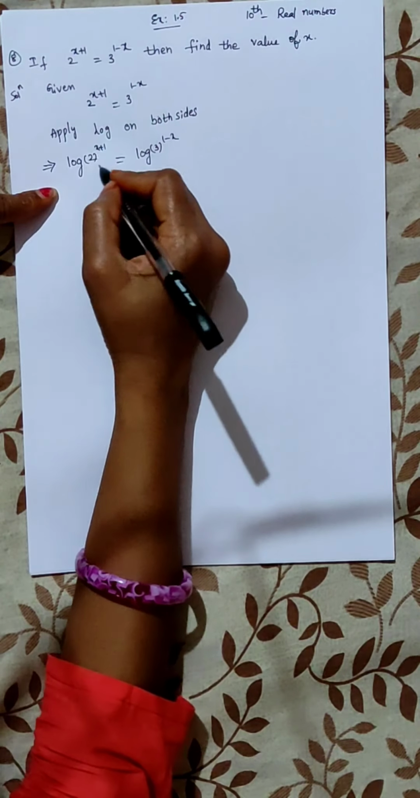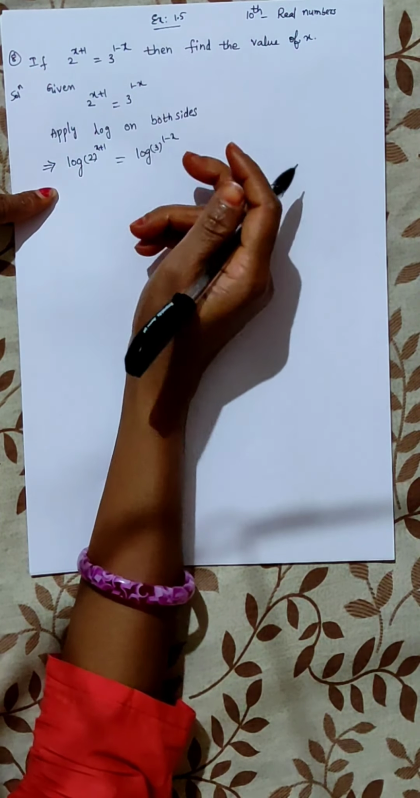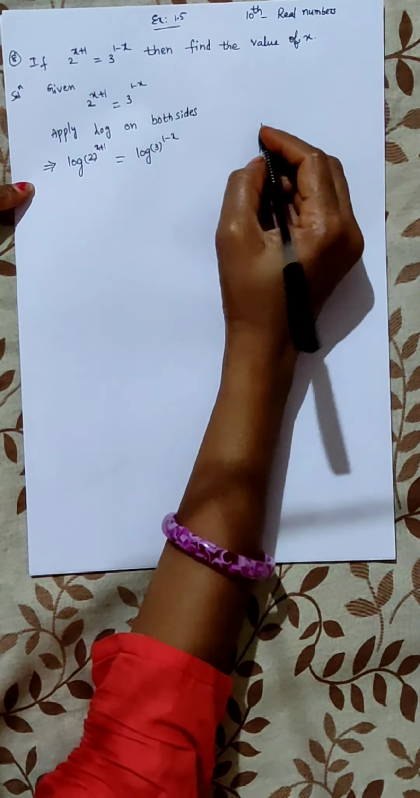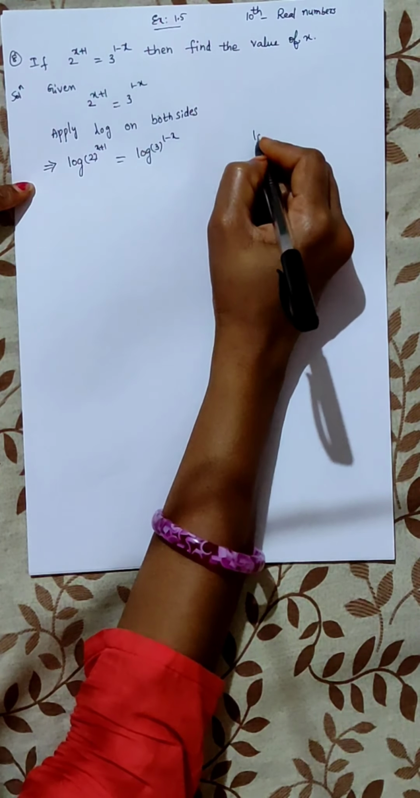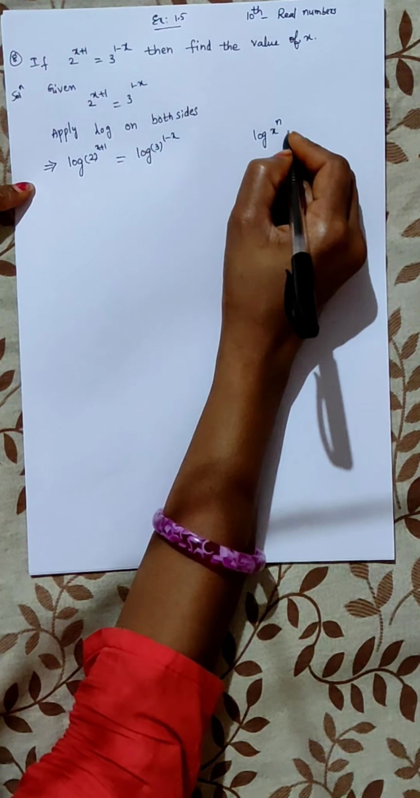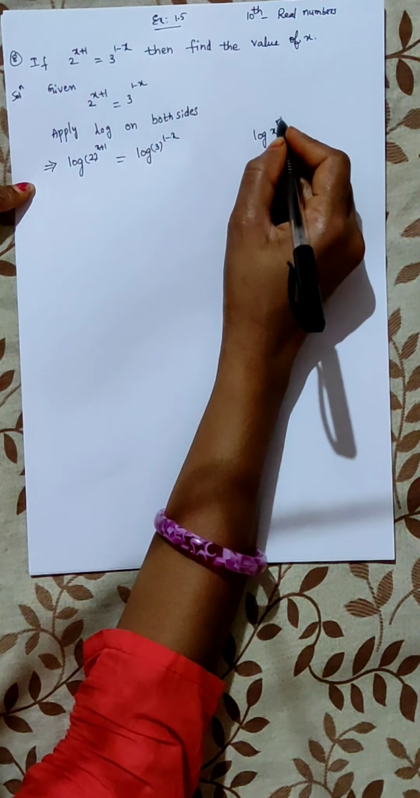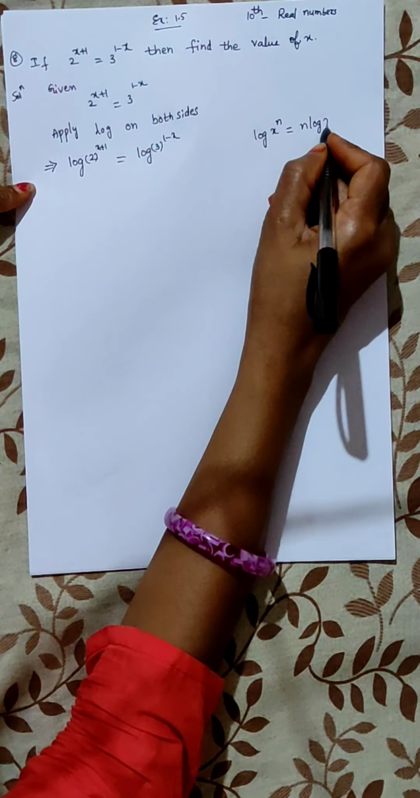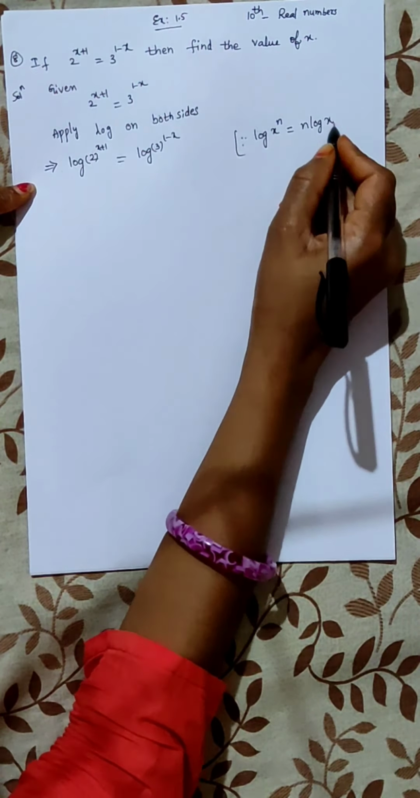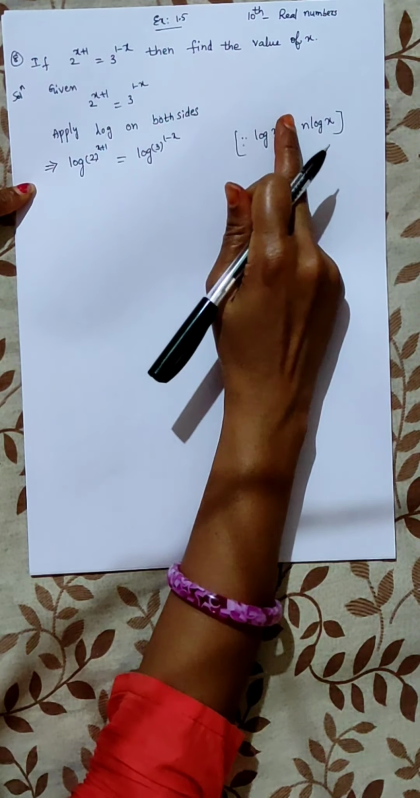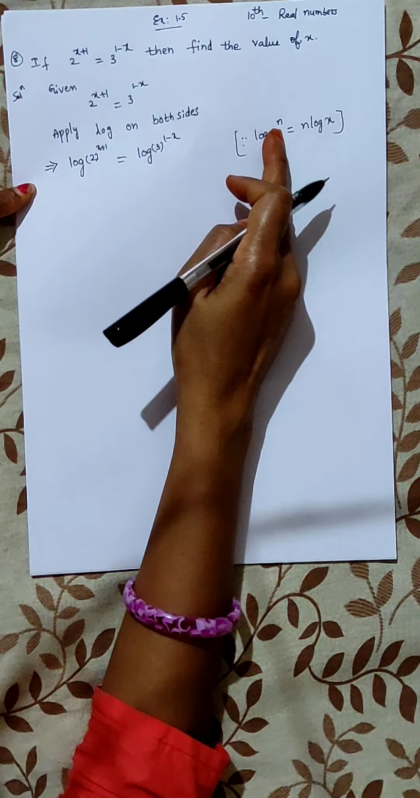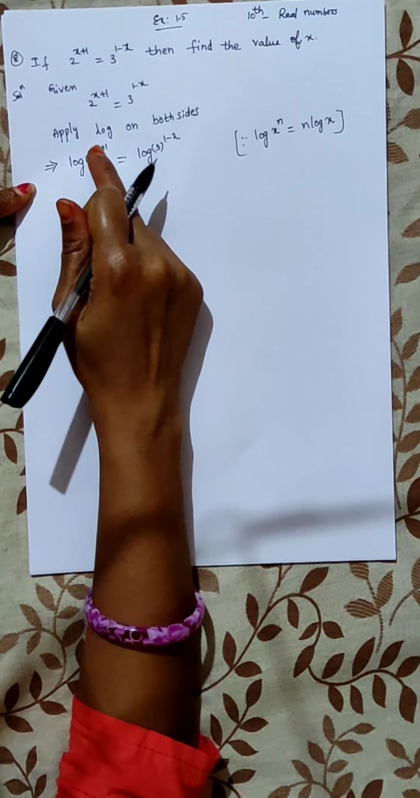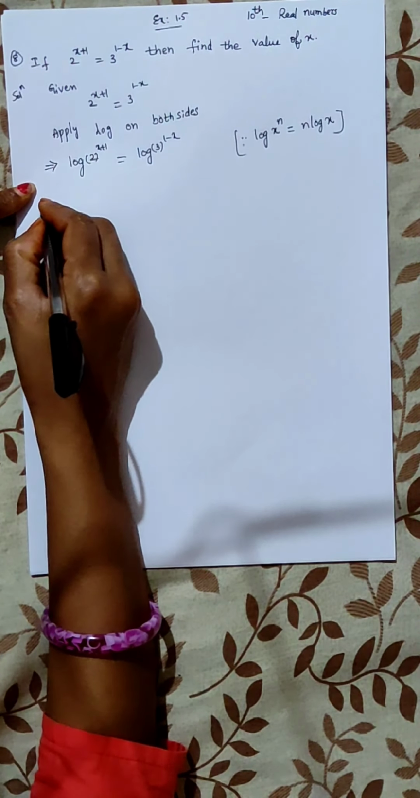So here we have to find the value of x. If we use the power rule, this exponent will come before log. What is our power rule? Log of x to the power n equals n log x. So here we are using this formula. Instead of n we have x plus 1, instead of x only 2 we have. So n will come before log, similarly x plus 1 will also come before log.